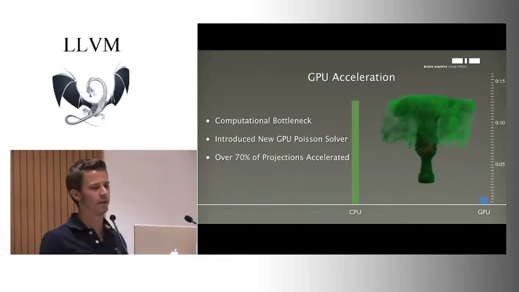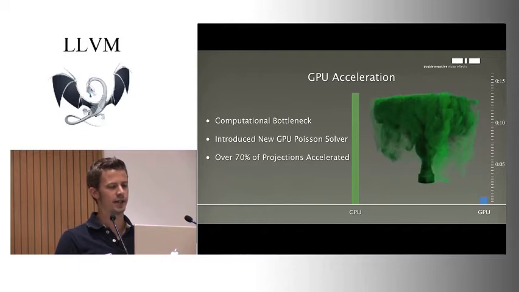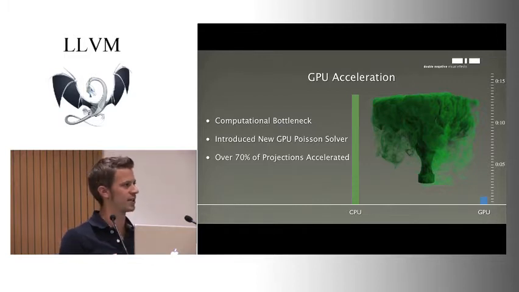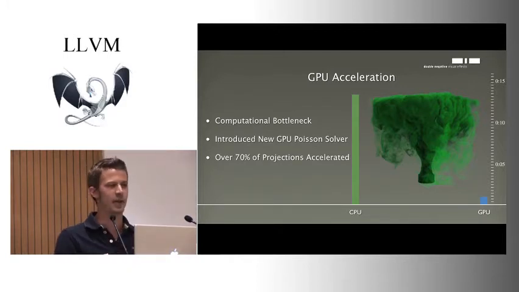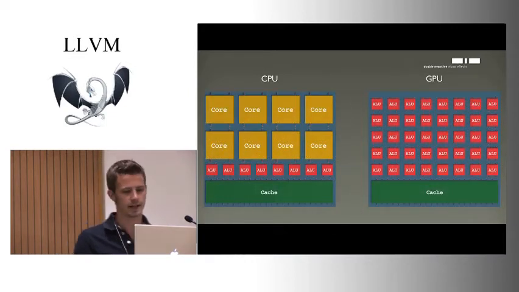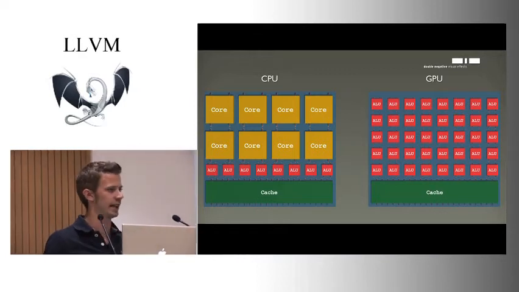First of all, this is a simple smoke simulation. What I'm showing here is from about 2 years ago, when we started introducing some GPU acceleration to Squirt. We found the bottleneck in our fluid solver and ported that algorithm onto the GPU. As you can see here, the green and blue bars represent the amount of time spent per frame in calculating the pressure projection using our new GPU Poisson solver. Over the last year or so, over 70% of our pressure projections have been accelerated using this technique.